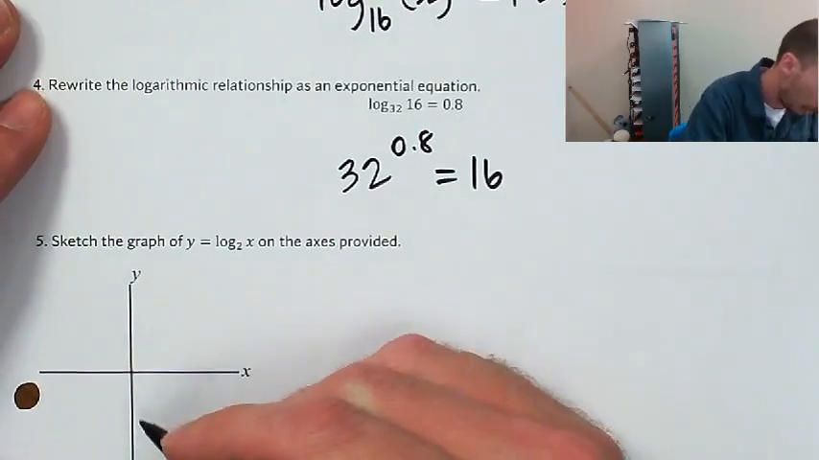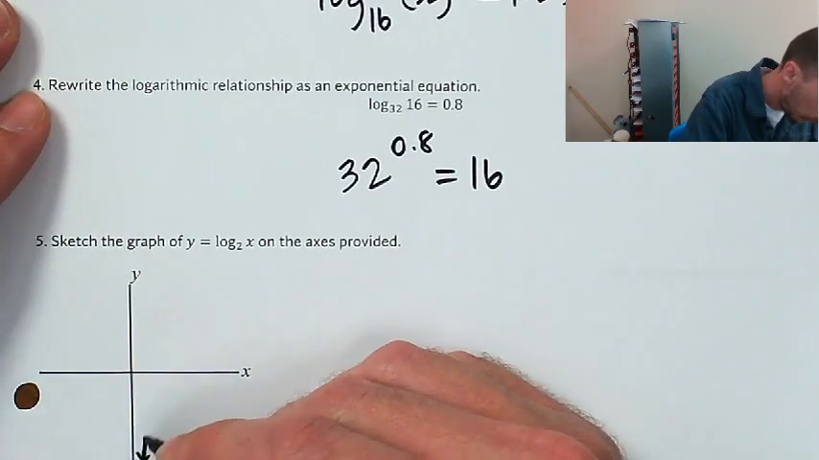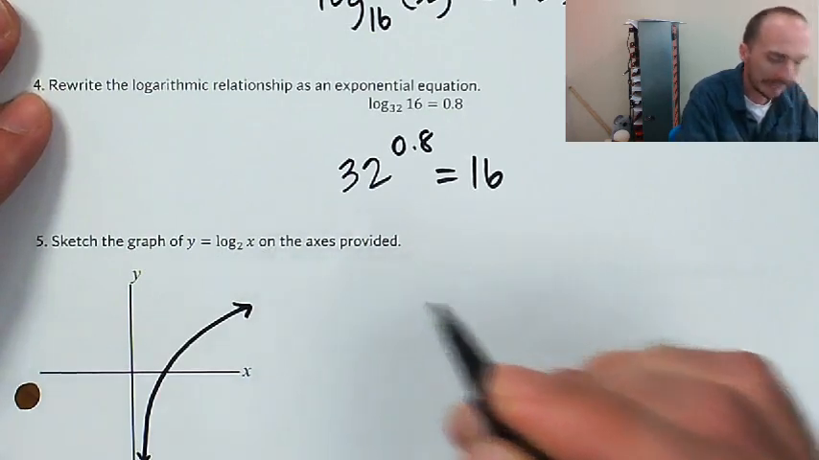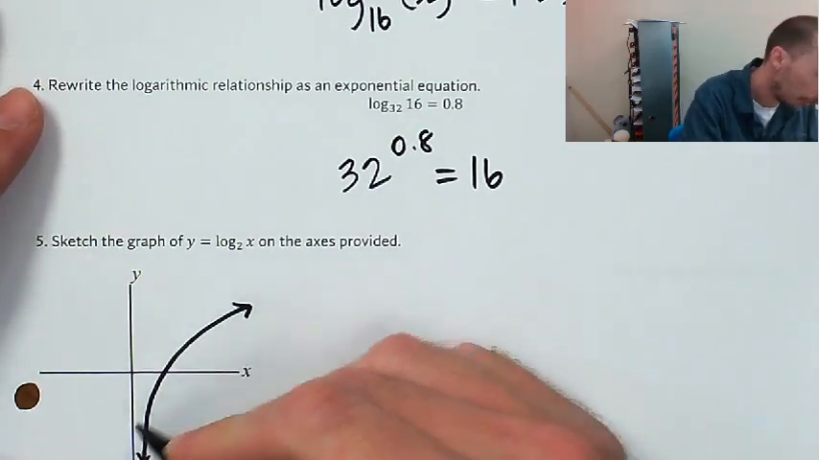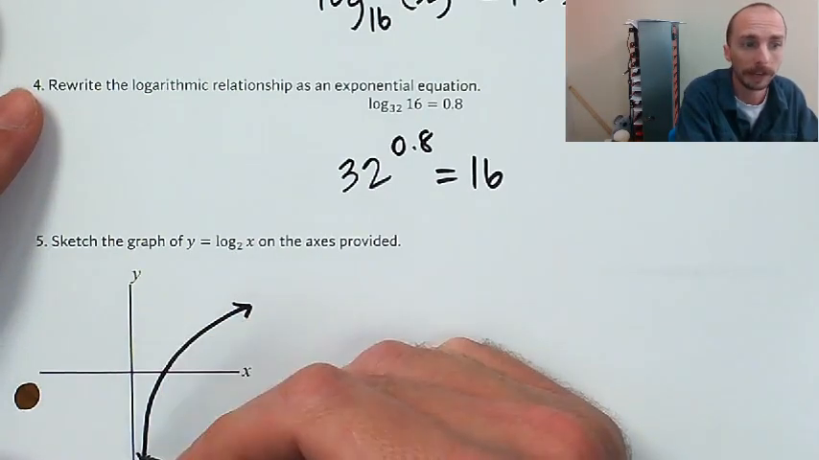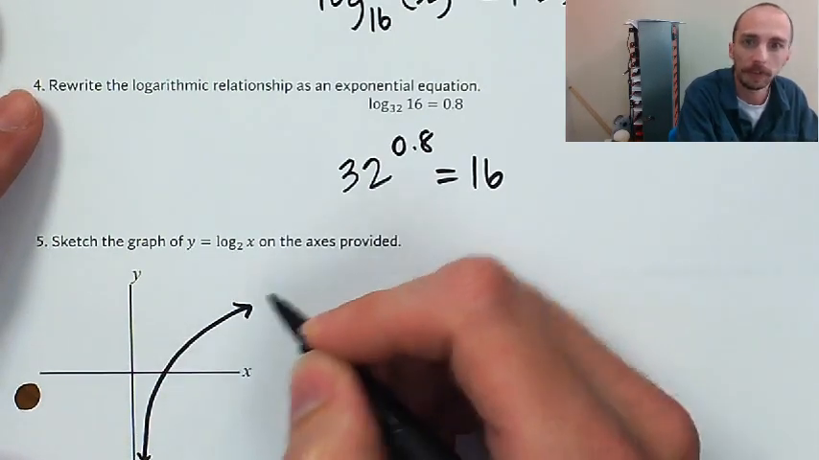And then now we're going to sketch a graph of y equals log base 2 of x on the axes provided. Okay, on the key, I didn't really label it much more than that. I think that's all I was really looking for. It respects the vertical asymptote on the y-axis, increases and levels off.